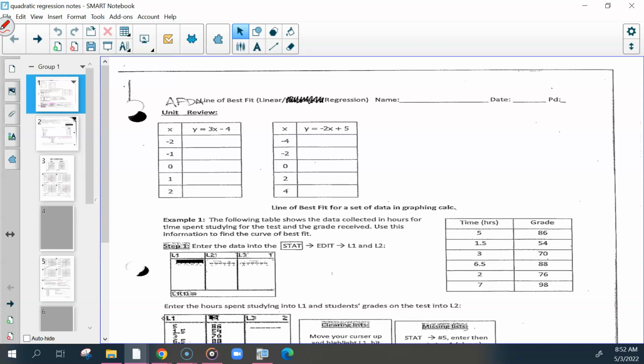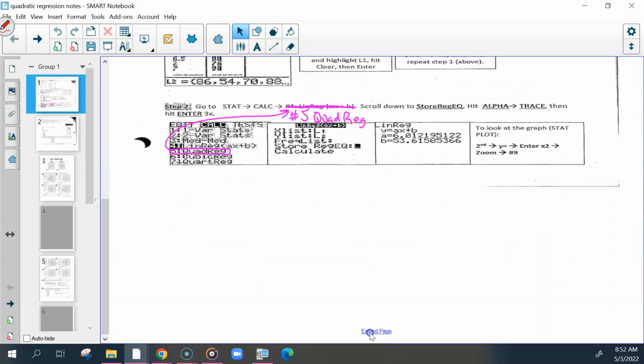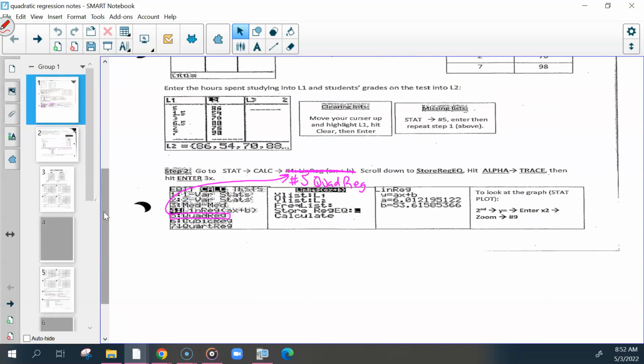So these steps are only for linear, but you'll be able to see very similarly how we would do it for quadratic as well. This page may look familiar because it was the same page that we started off with linear. We're not going to do all of this. I'm just going to change a couple things. So on that front page of those notes, the process for how we do quadratic regression in the calculator and in Desmos starts off the same way.